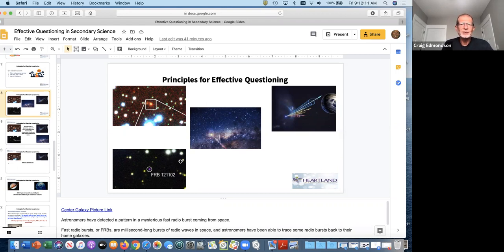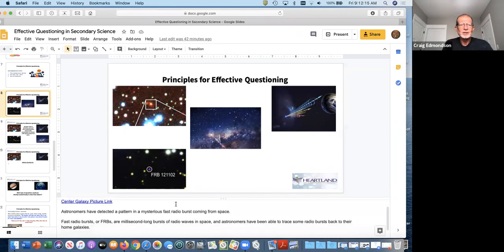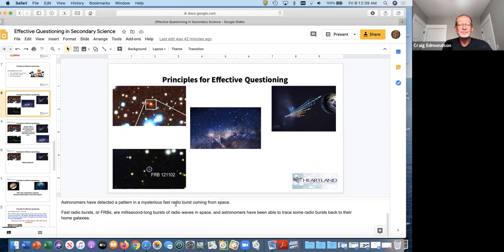So I want to think about that. A little bit of background that I picked up on that from yesterday. Astronomers have detected a pattern in a mysterious fast radio burst coming from space. That fast radio burst, also referred to as an FRB, are millisecond-long bursts of radio waves in space, and astronomers have been able to trace some radio bursts back to their home galaxies. Okay, so that's the background information I want to provide for you this morning.